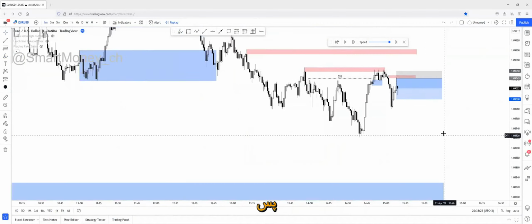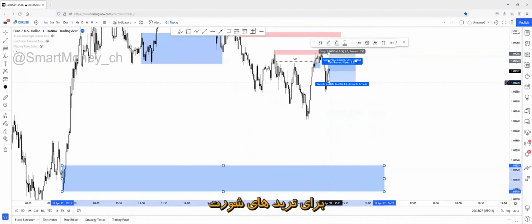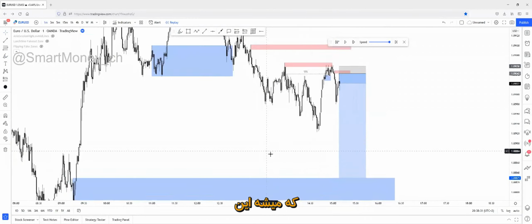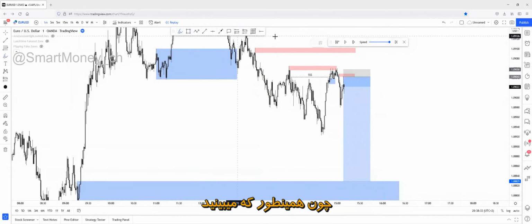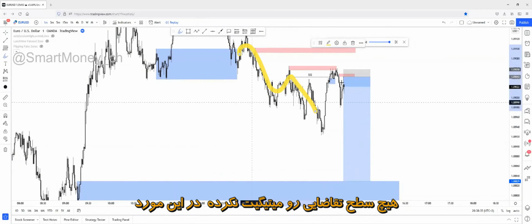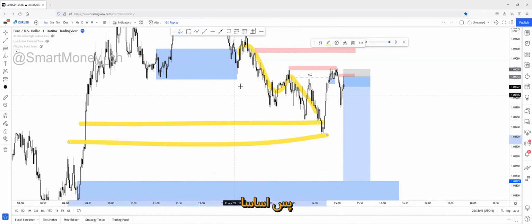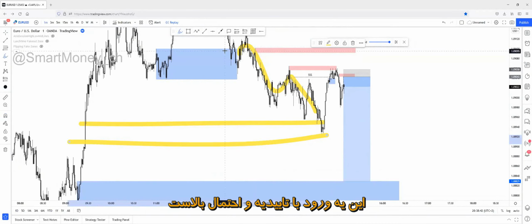So for the short opportunity, for the short trade, we'll be aiming for the next recent 15-minute demand zone, which is this one, as I said. Because as you can see, after the continuation and break of this demand zone, price has mitigated no demand zone in this case. So price isn't coming from an unmitigated zone. So basically, this is a really, really high criteria entry.